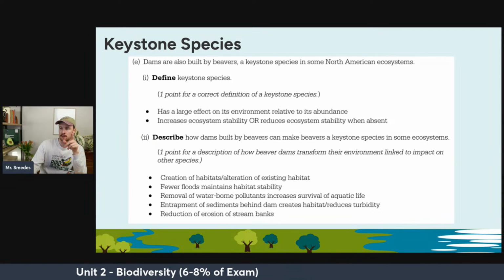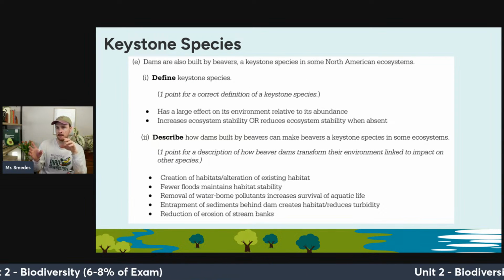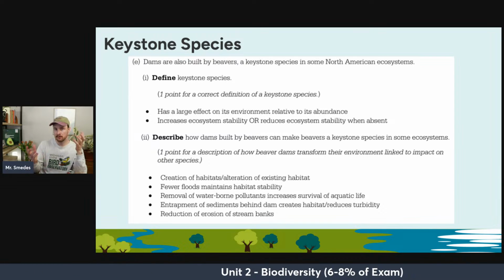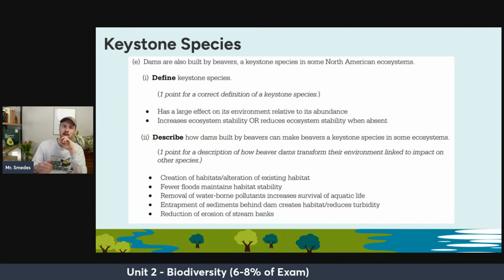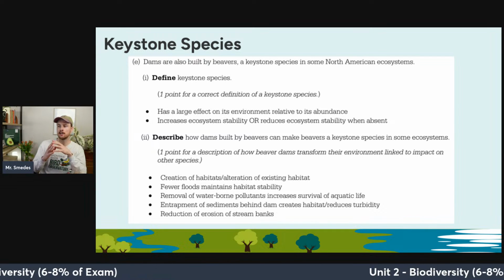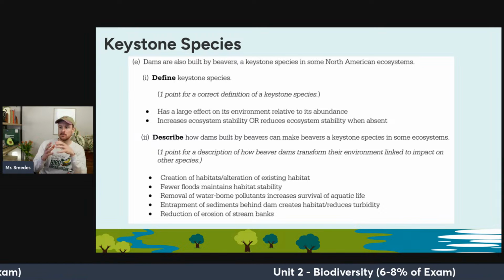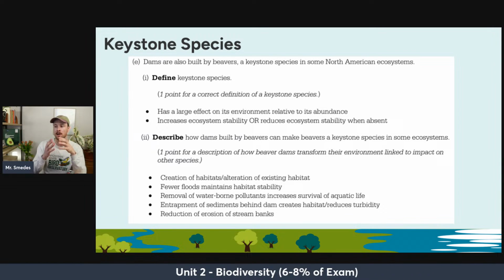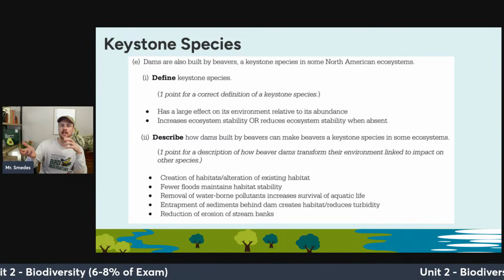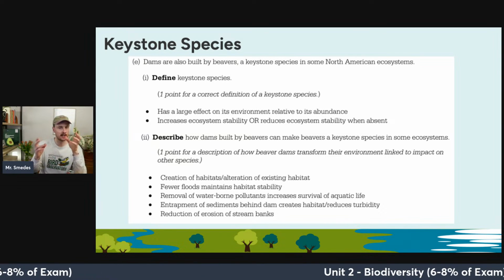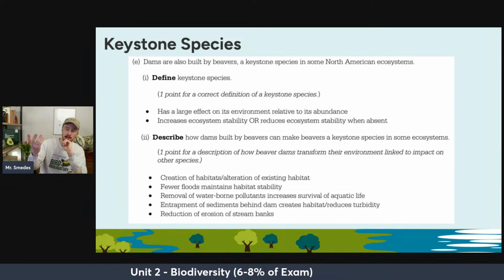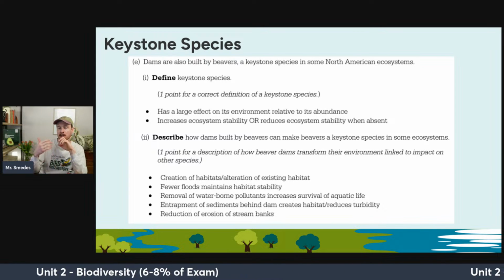Keystone species. This is just a screenshot of an old exam FRQ to show you how a keystone species is defined. So beavers are a great example of a keystone species, but a keystone species is one that's so impactful on its ecosystem that reducing that species number can drive ecosystem collapse or extreme instability. Another one is they have a huge impact on their ecosystem beyond their relative abundance. So only a couple small beavers in an area can have a huge impact on the area by building a dam, right? They can be considered what's called an ecosystem engineer.